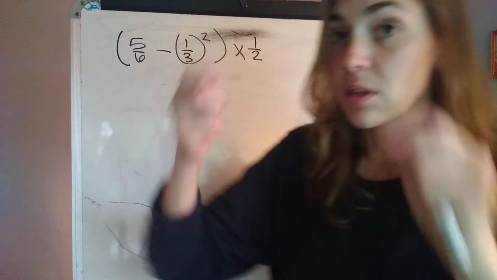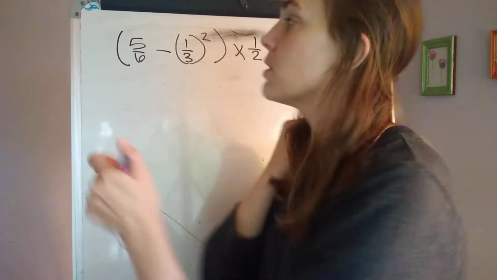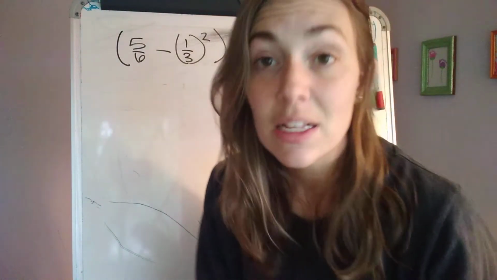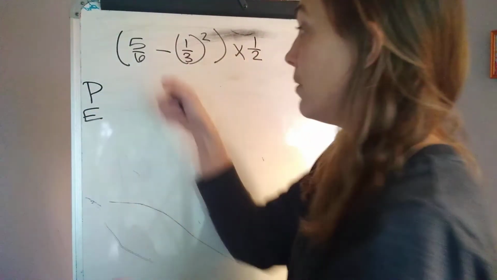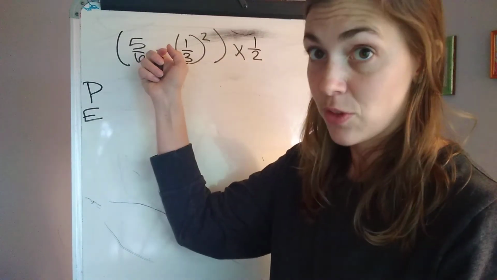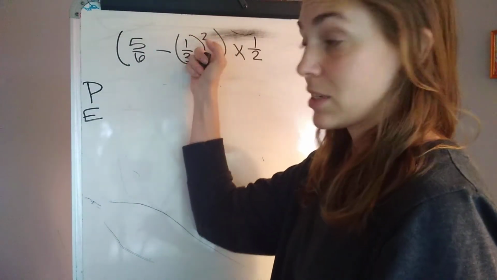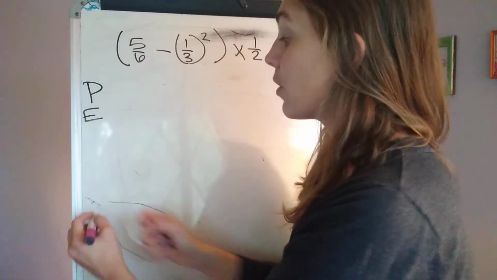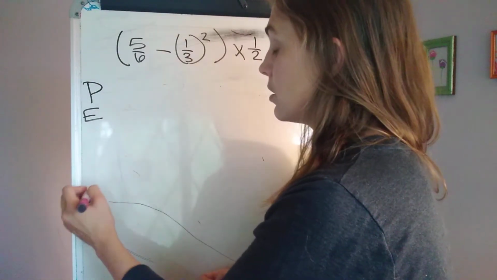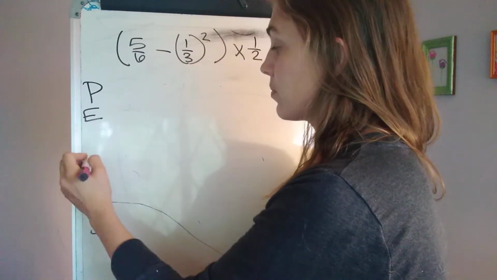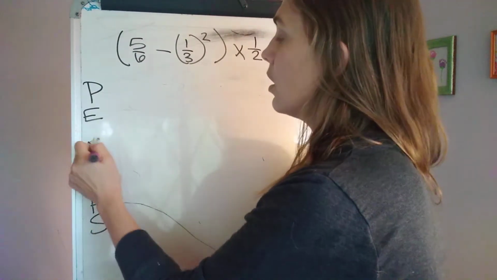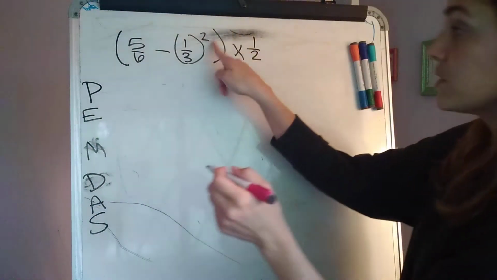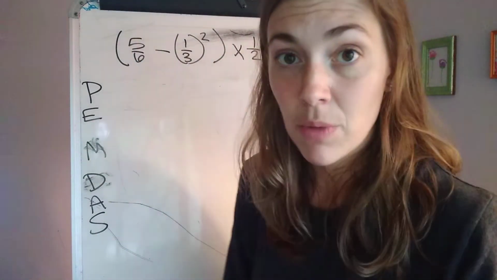Inside the parentheses, though, you're going to say, okay, Mrs. Rader, I'm going to do the parentheses. I'm going to take 5/6 minus 1/3, but you can't do that yet because inside of the parentheses, there's an exponent. And before we can subtract inside of the parentheses, we have to use the exponents because exponents come before the subtraction.